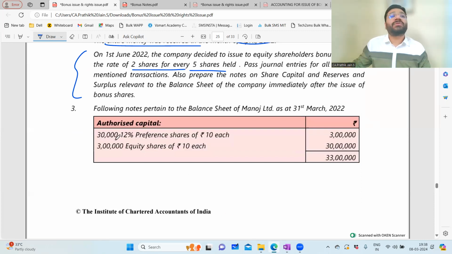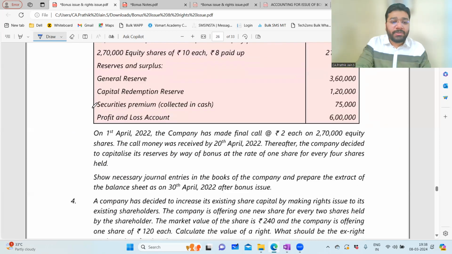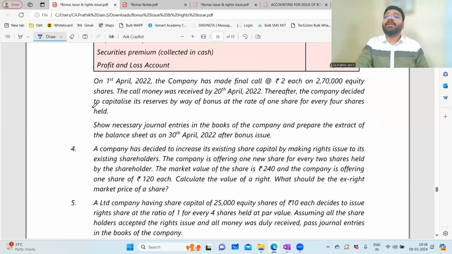Practical question 2 also, homework. 3, same question, no change. 3 also, homework. So till 3, your target is to complete the homework. It doesn't stop here. Wait. 4th onwards is a rights issue.